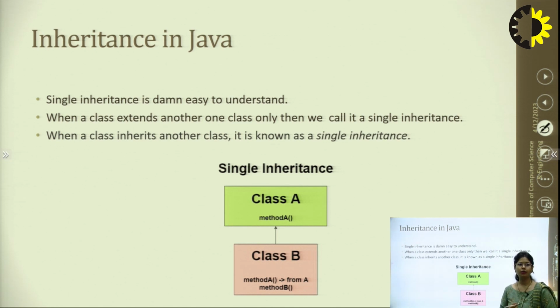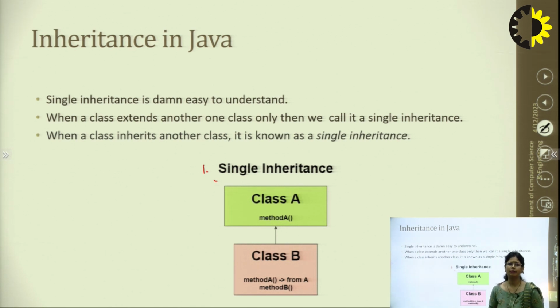Now let's come to inheritance. Basically there are 5 types of inheritance: single, multi-level, hierarchical, multiple, and hybrid inheritance. So first is single inheritance. When we talk about single inheritance, it is very easy to understand. When a class extends another class, then we can say that it is single inheritance.